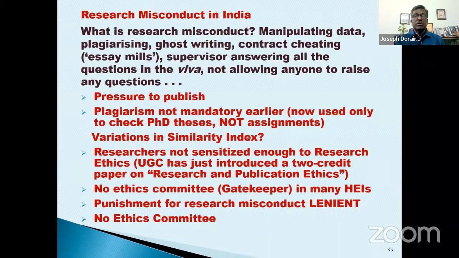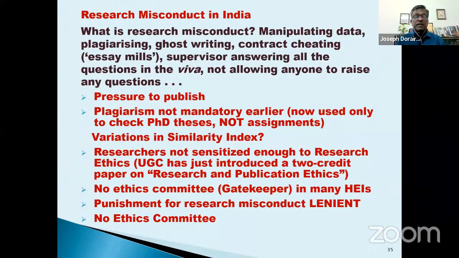You ask yourself, how many colleges have an ethics committee? How many universities have an ethics committee? I'm not referring to life sciences. I'm not referring to the Department of Zoology alone. In the West, whatever research you undertake, it could be in language, it could be in literature, it could be in mathematics, could be in chemistry, it has to be passed by the ethics committee, the gatekeeper. But many Indian colleges and universities do not have an ethics committee. Then if somebody is caught buying a thesis or plagiarizing, what is the punishment? The punishment is lenient. So therefore, these unethical research practices go unabated or go unchecked.